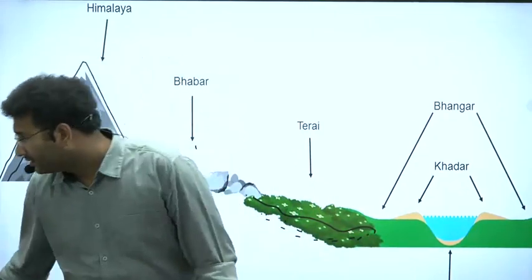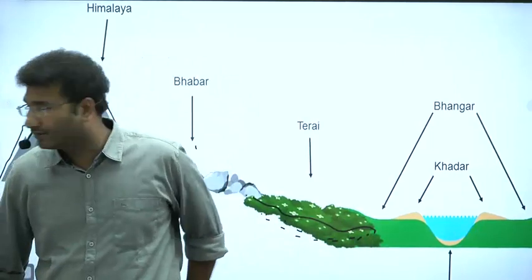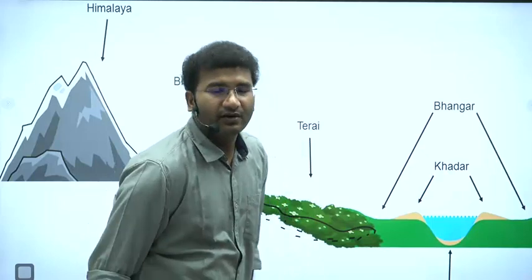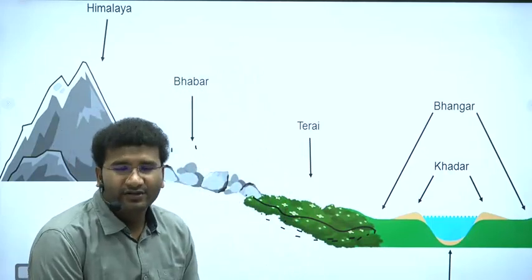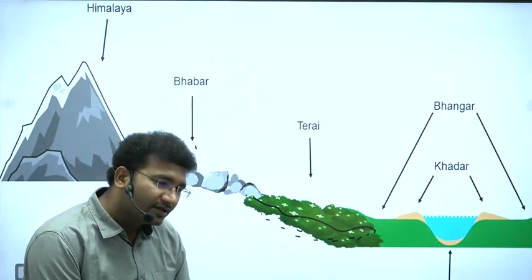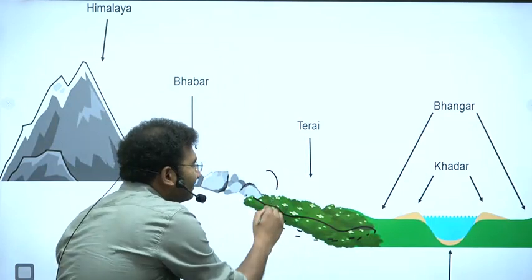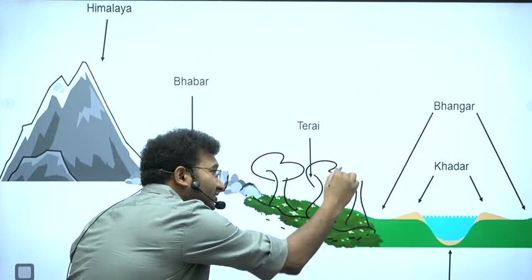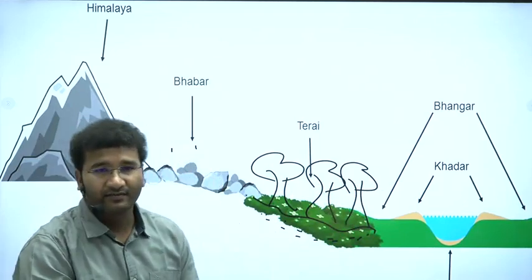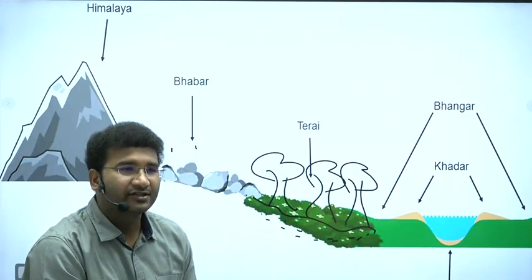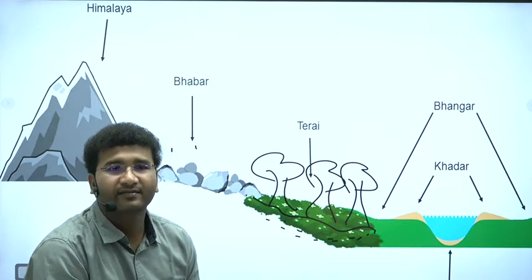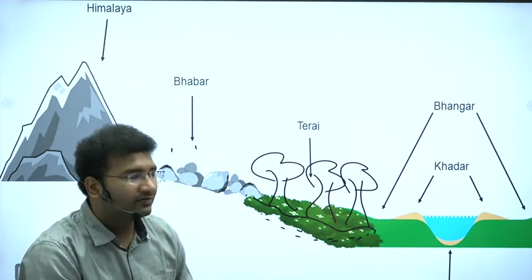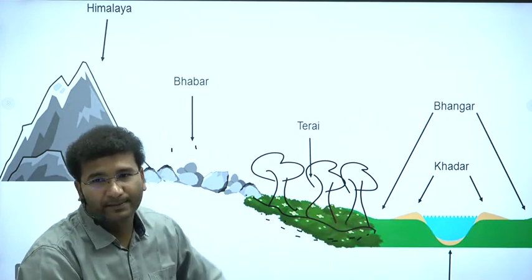When the deposition of the sand or soil takes place, don't you think vegetation will be there? Yes. So in this Terai region, you will have good trees, good mosquitoes, good tigers. Jim Corbett National Park. Anyone been there? Uttarakhand area? That is part of this Terai region or Nepal.